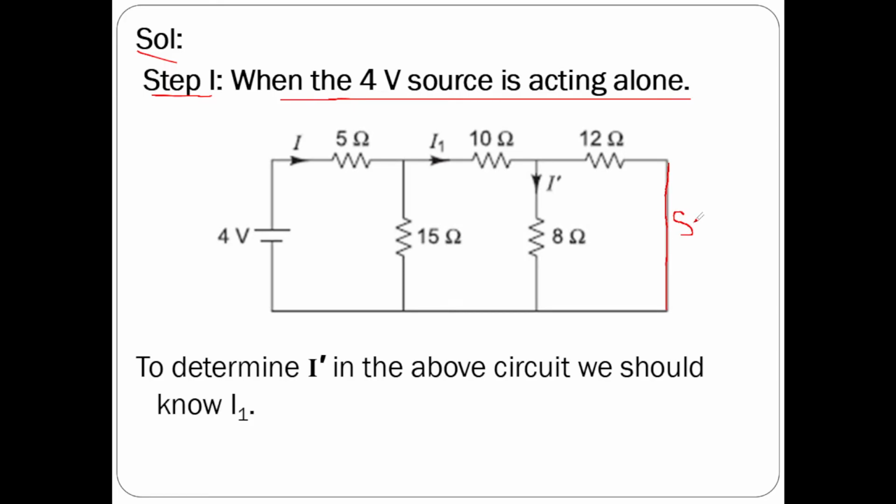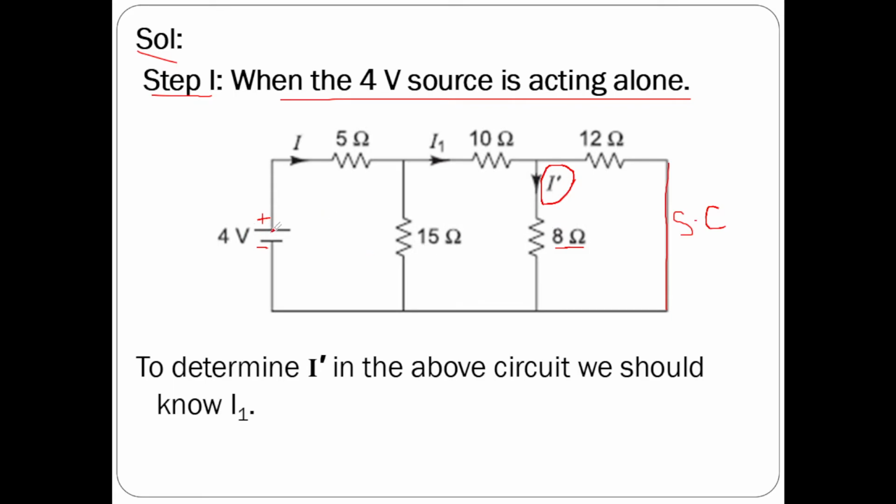So voltage source has been short circuited. SC means short circuit. So now this is our given circuit, and our aim here is to determine the current flow through 8 ohms. Let us assume the current in 8 ohms is some I dash amperes. Let us give some notation for the current that is flowing through 8 ohms when only one voltage source, that is the 4 volts voltage source, is acting. The current flowing through 8 ohms is I dash.